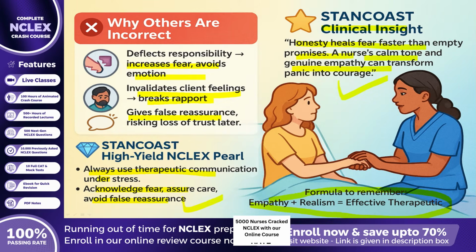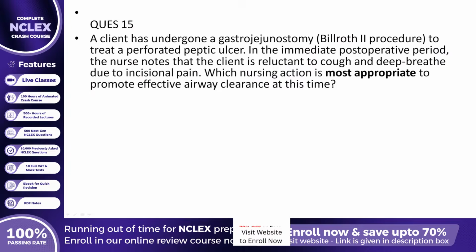Let us smoothly transition into this next question that explores an essential aspect of post-operative respiratory care. A client has undergone a gastrojejunostomy, also known as a Billroth 2 procedure, to treat a perforated peptic ulcer. Shortly after surgery, the nurse observes that the client hesitates to cough and take deep breaths because of incisional pain. In this case, which nursing action would be the most appropriate to promote effective airway clearance?